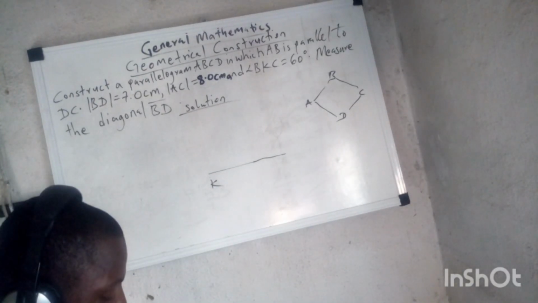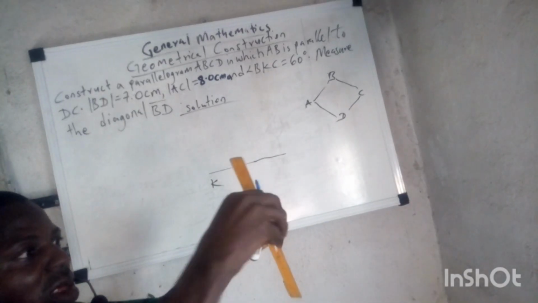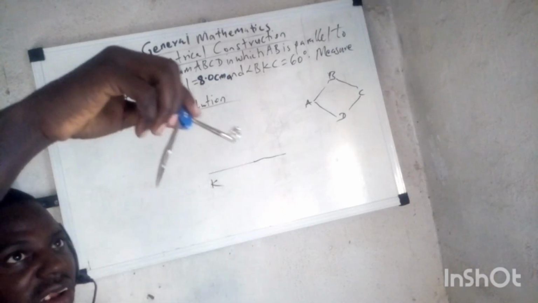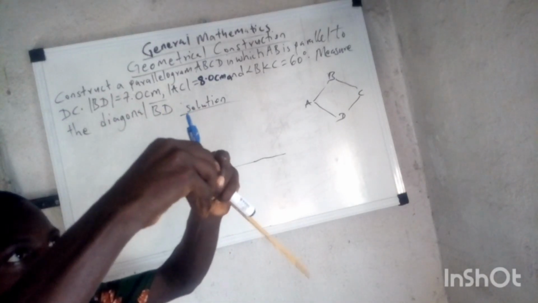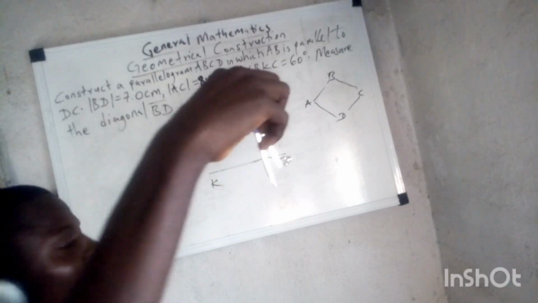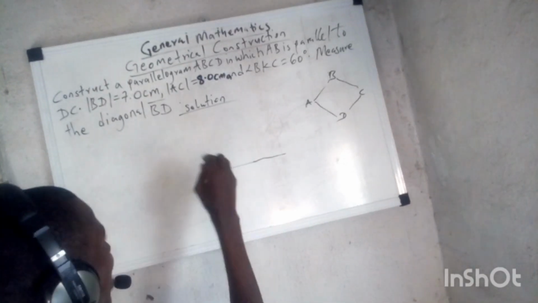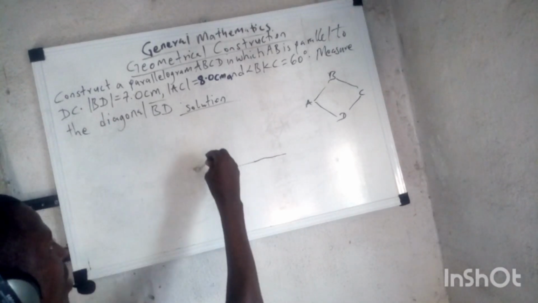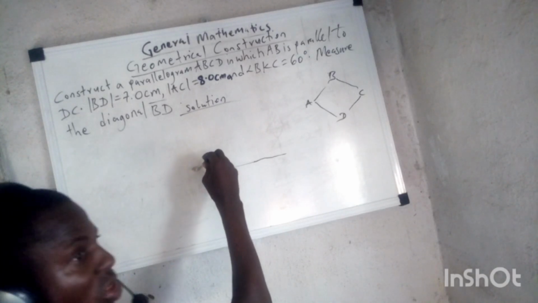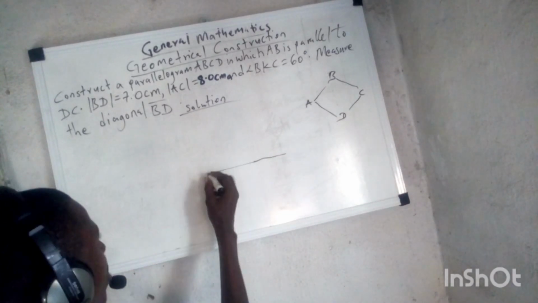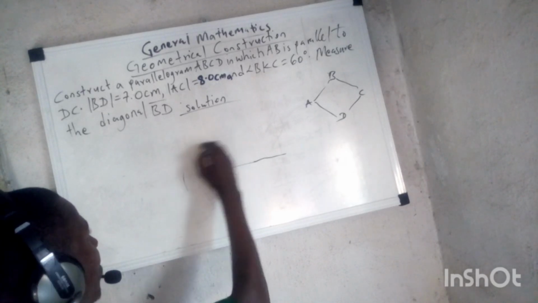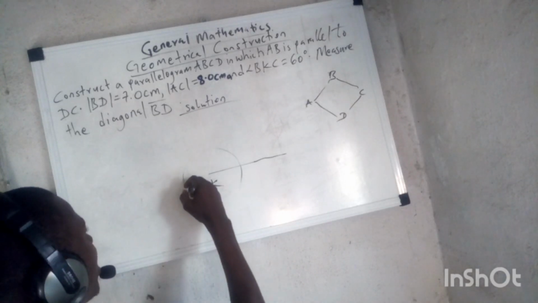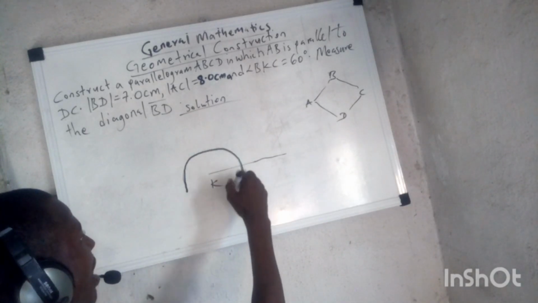So you take out your compass. This is the compass. You choose a convenient radius. A radius, if you can increase this, is a radius, this is a radius, and this is also a radius. So you now make K the center. You place your compass on K, and when you place your compass on K, you inscribe an arc. So the compass is on K now, and I've just inscribed an arc.